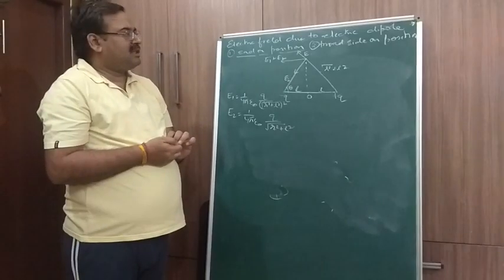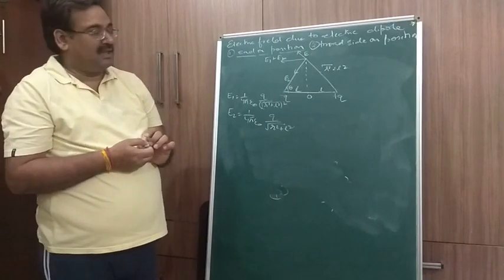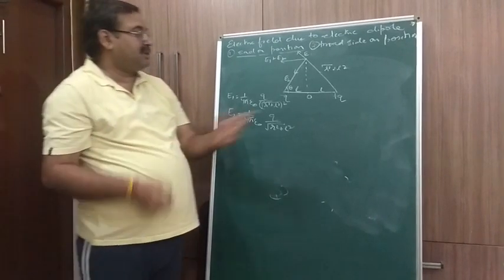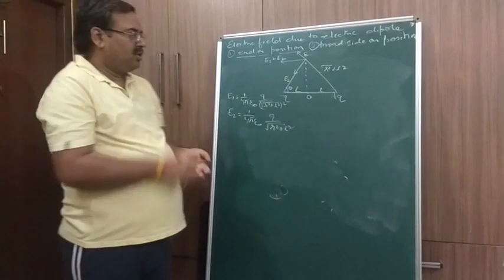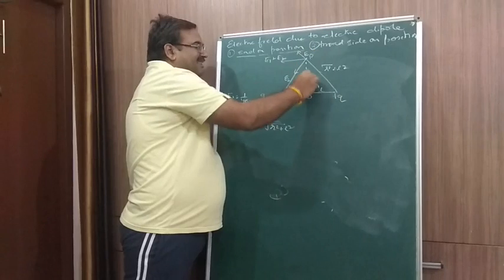The next one is the electric field due to electric dipole in broadside on position. As I had told you earlier, it is also the perpendicular bisector of the electric dipole. So we have taken a point on the perpendicular bisector of the electric dipole at a distance r.